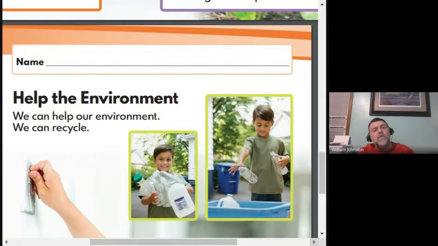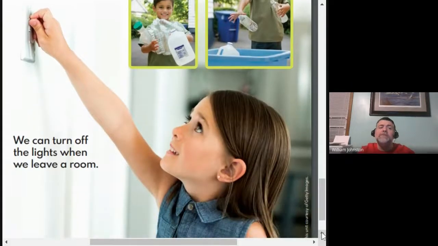All right. So we can help the environment. We help the environment when we recycle. That's when we take things like plastic containers and plastic bags and jugs and different things like that, newspapers, and we recycle them so that they can be used again. We can turn off the lights when we leave a room. Lots of people will walk out of a room and not even think about turning the light off. That's using unnecessary energy. So one way that we can help the environment is that when we leave a room, we always make sure to turn the lights off.